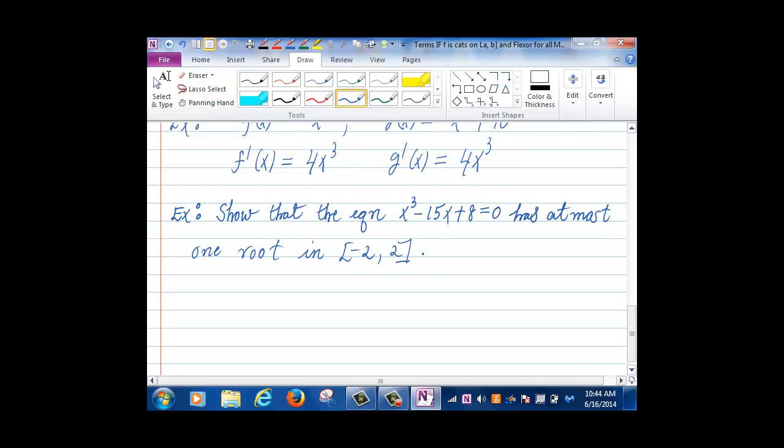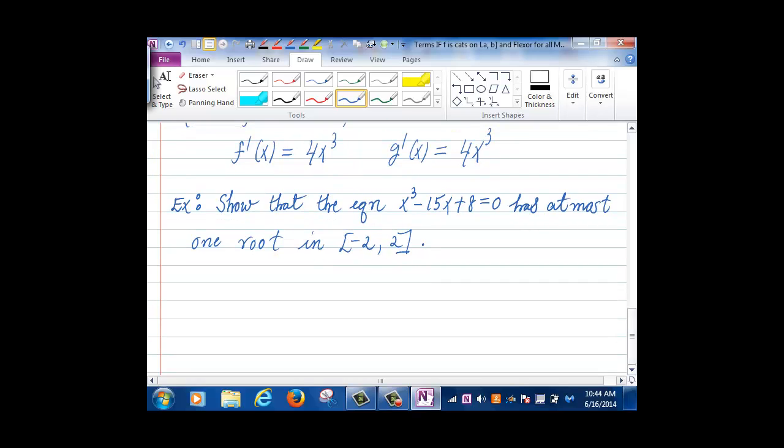In other words, if you look at the graph of this polynomial on the left, we are saying: show that the graph of the polynomial goes through the x-axis between -2 and 2 no more than once. Okay, it goes through at most one point only. So how would I show that?